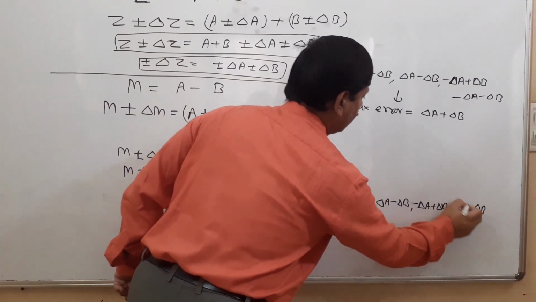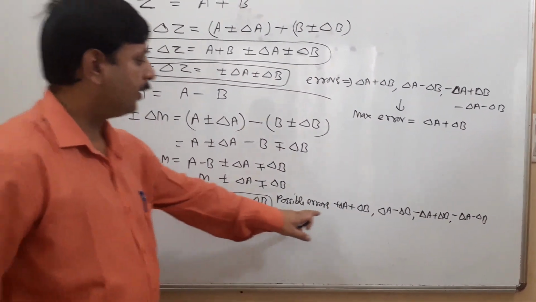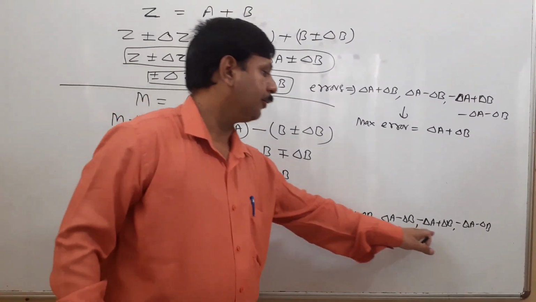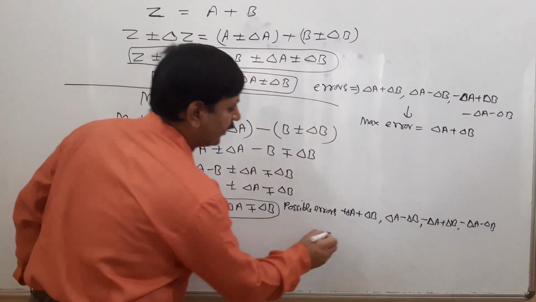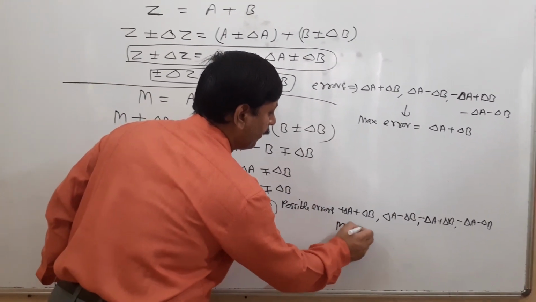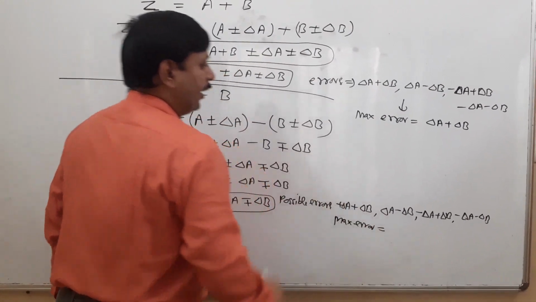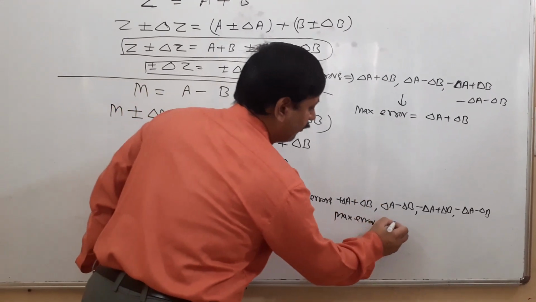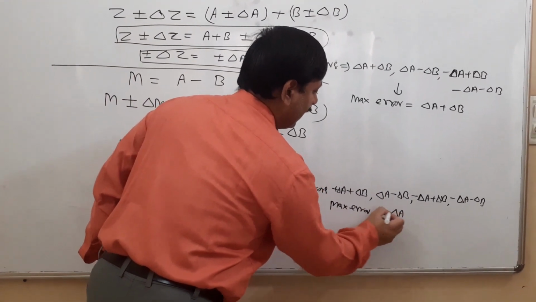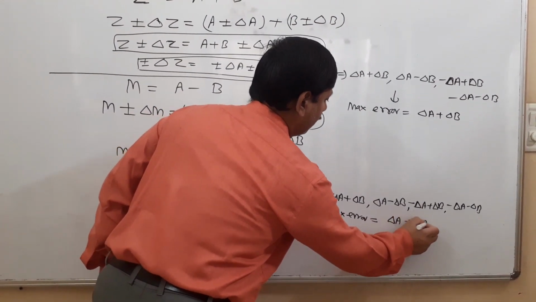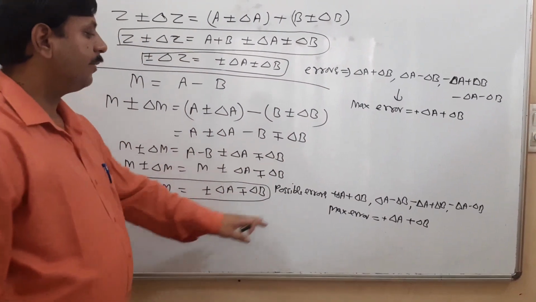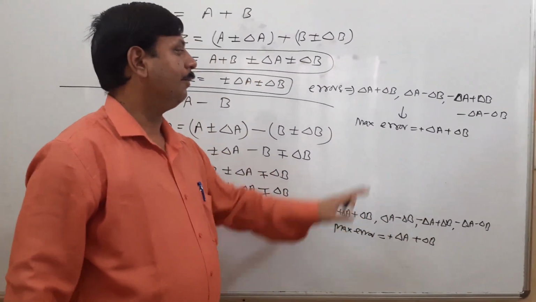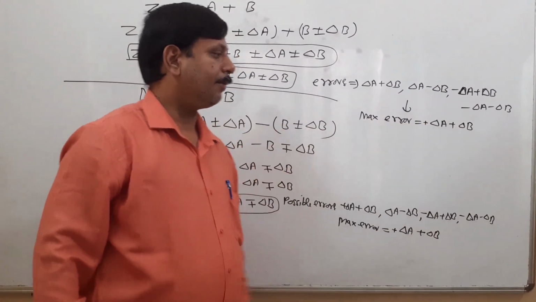Here also the possible errors are both positive, both negative, first positive and second negative. So here also we see what the maximum error will be. In this case also the maximum error is plus del A plus del B. So in both cases the maximum error is del A plus del B.